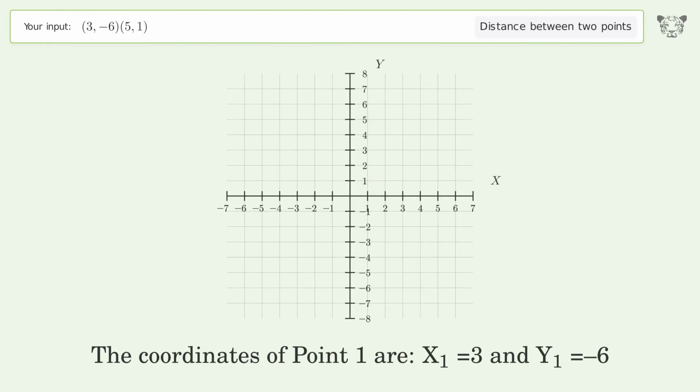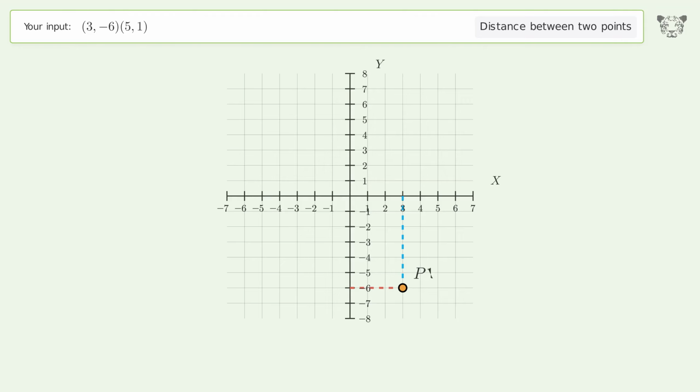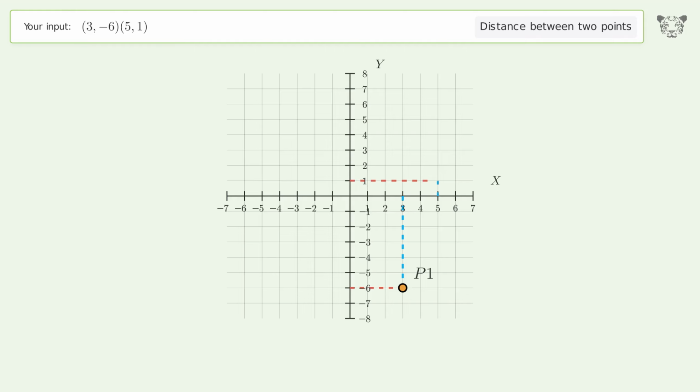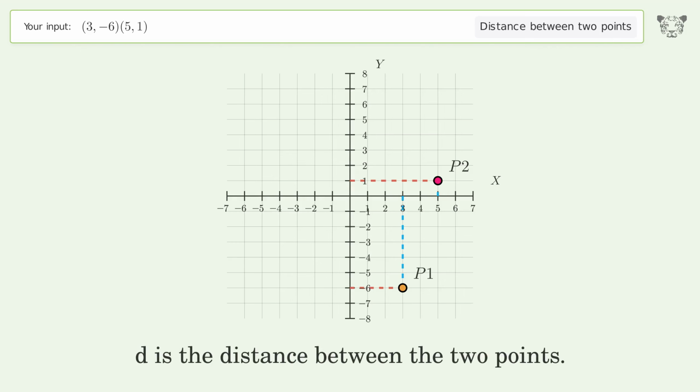The coordinates of point 1 are x1 equals 3 and y1 equals -6. The coordinates of point 2 are x2 equals 5 and y2 equals 1. D is the distance between the 2 points.